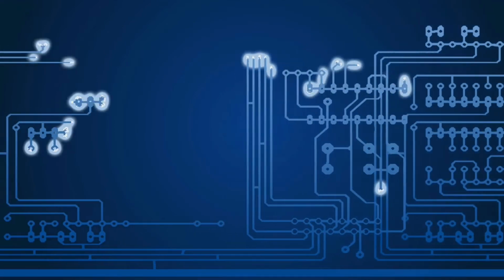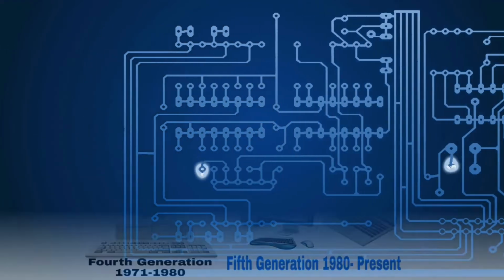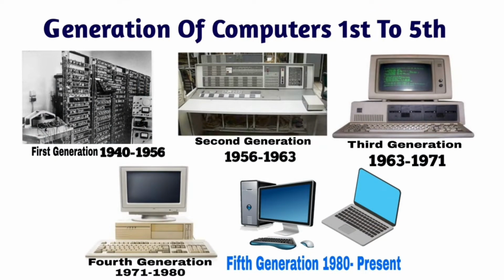These generations are: First generation computers, 1940 to 1956. Second generation computers, 1956 to 1963. Third generation computers, 1964 to 1971. Fourth generation computers, 1971 to present. Fifth generation computers, present and beyond.